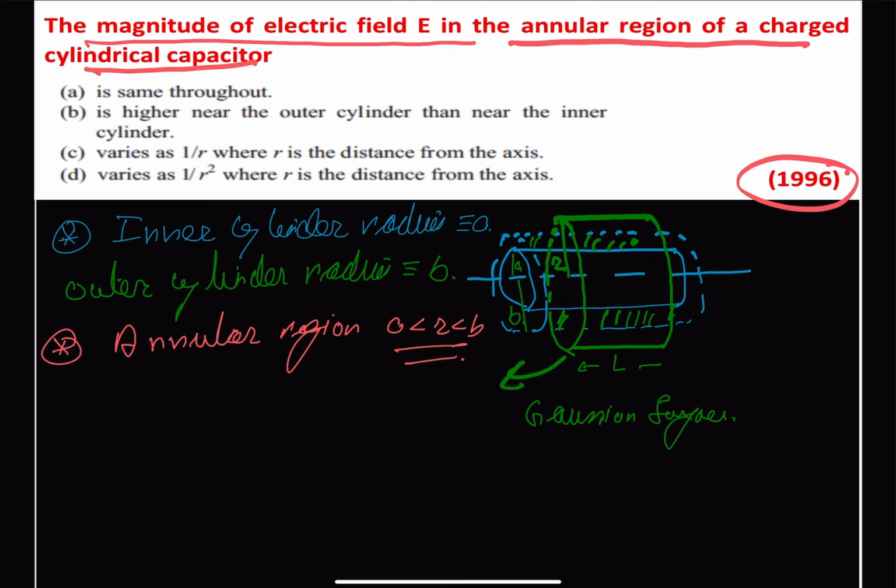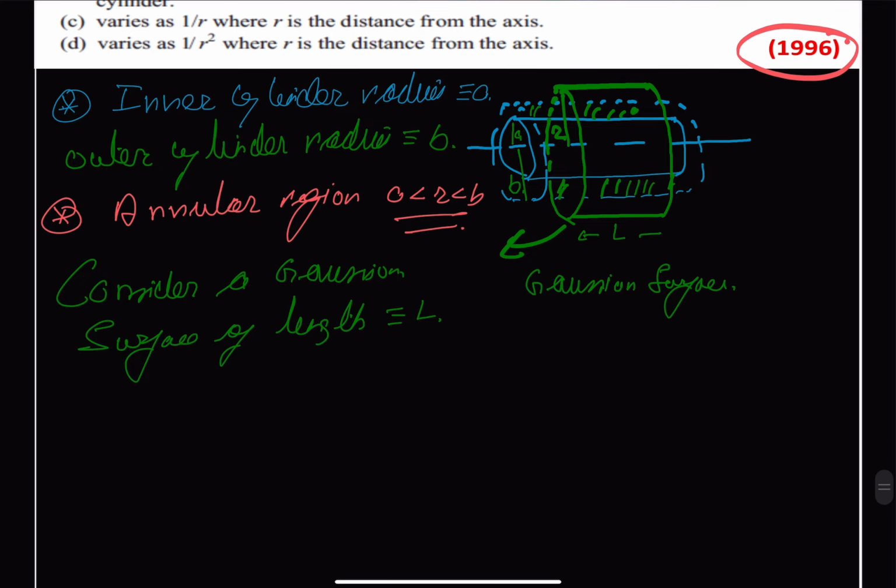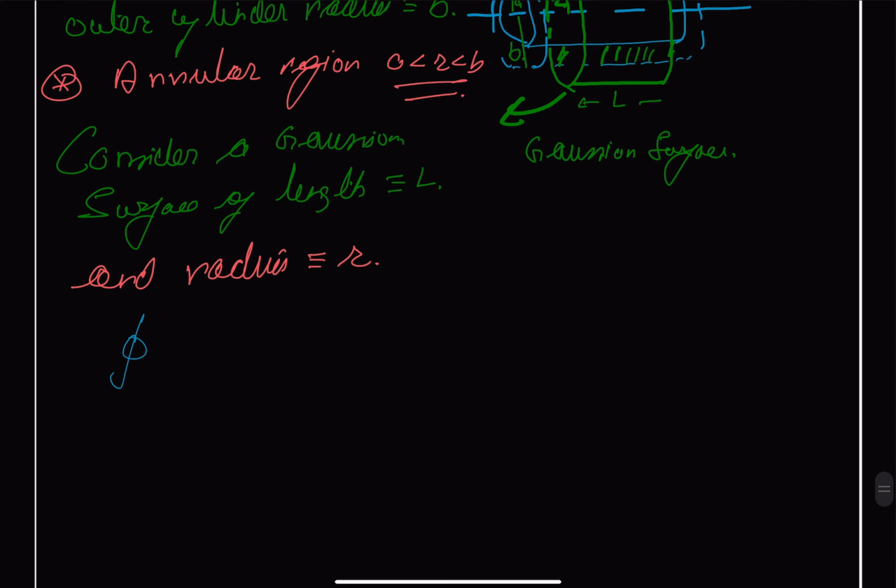So we consider a Gaussian surface of length L and radius R. Therefore, we can write that for a closed surface, electric field times its area will be equal to the charge enclosed divided by epsilon naught.